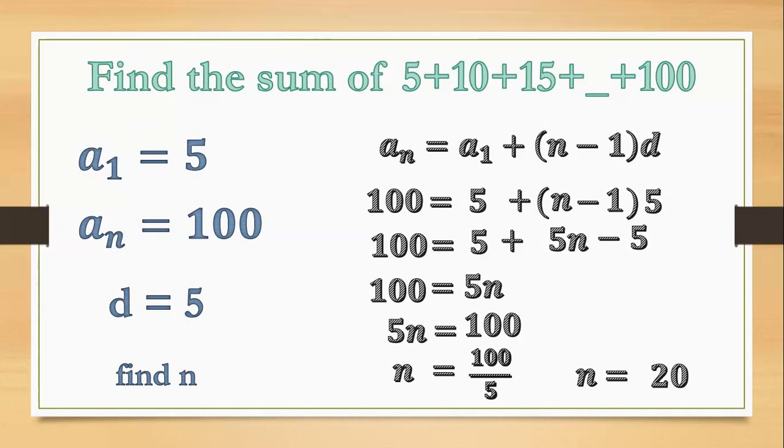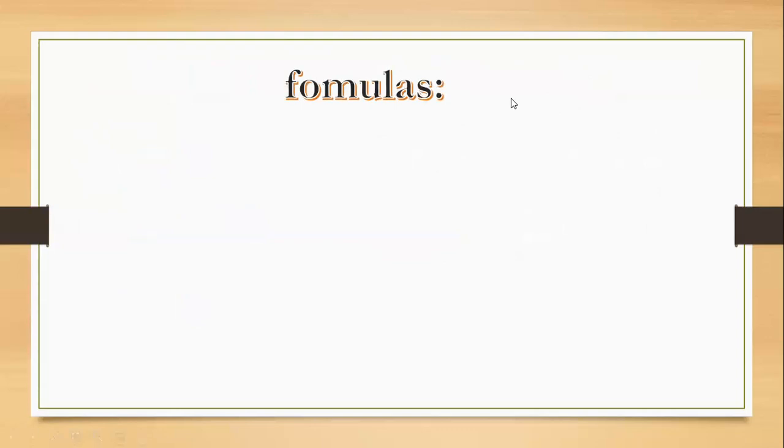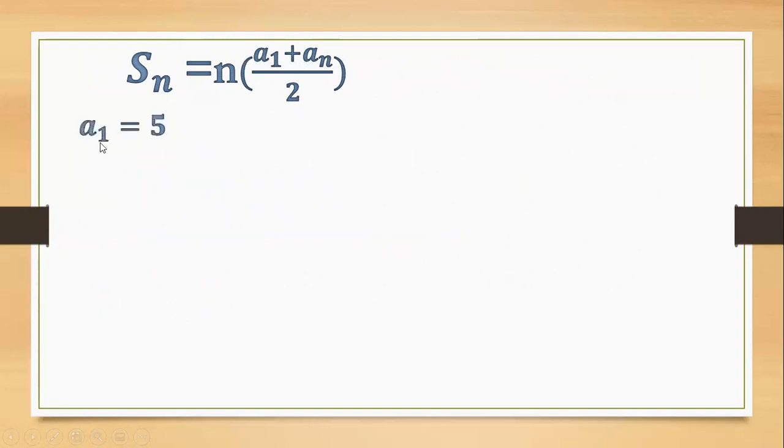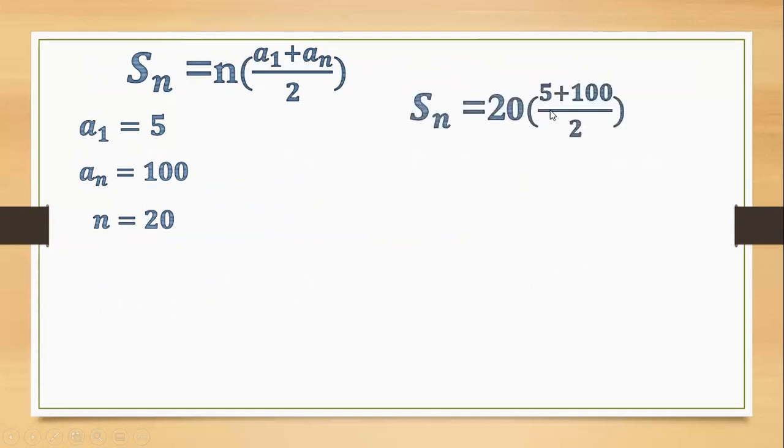Now let's find the partial sum using the first formula. These are the formulas that we can use. So let's use this first formula. S sub n equals n times the quantity of a sub 1 plus a sub n over 2. So the givens, we have a sub 1 equals 5, a sub n equals 100. There are 20 terms. Substitute the values. n is 20, a sub 1, 5, a sub n, 100, and copy the denominator 2.